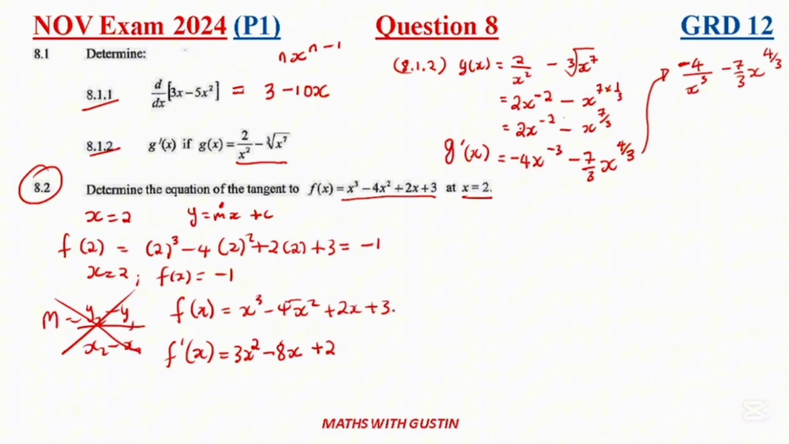And then the derivative of an exponent is what? Rather, the derivative of a constant. Listen to me saying derivative of an exponent. The derivative of a constant is 0.